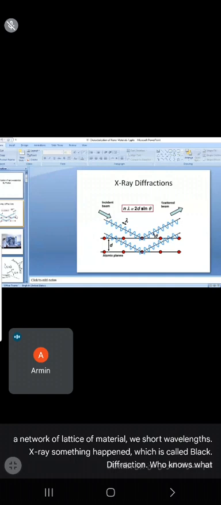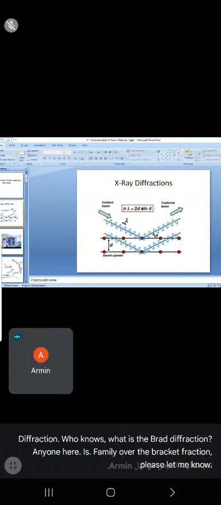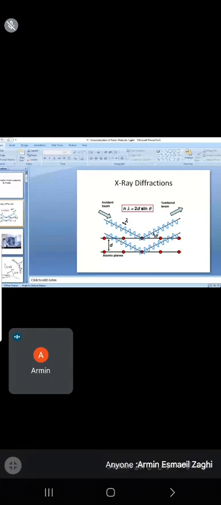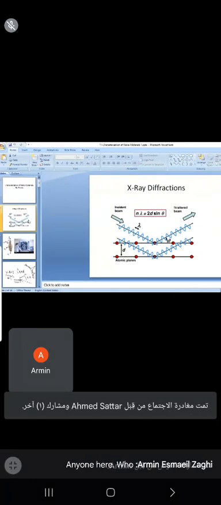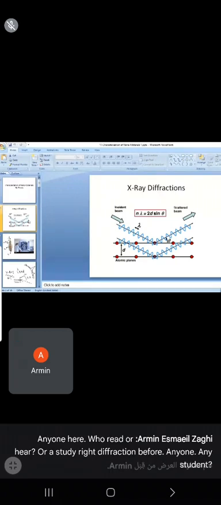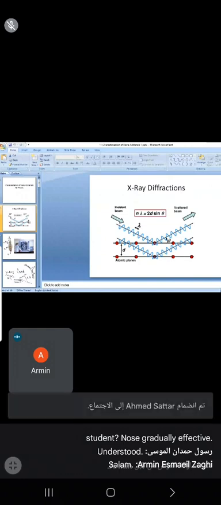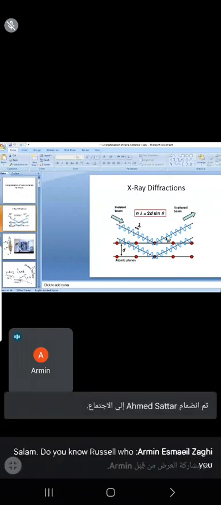Who knows what Bragg diffraction is? Is anyone here familiar with Bragg diffraction? Please let me know. Anyone who read, heard, or studied Bragg diffraction before? Any student who knows Bragg diffraction? Salam. Do you know Rasul? Do you know what Bragg diffraction is?